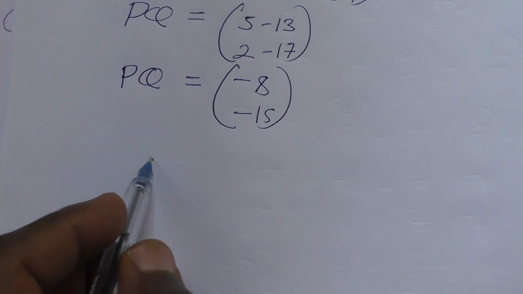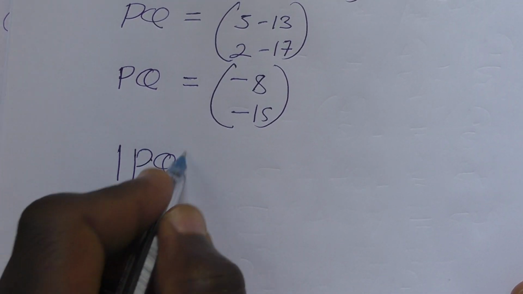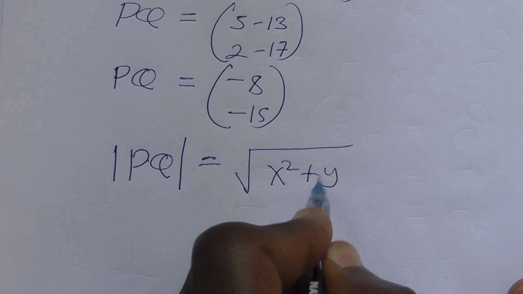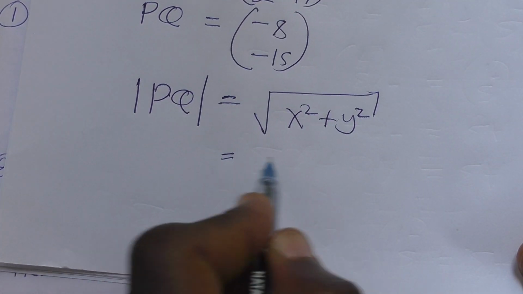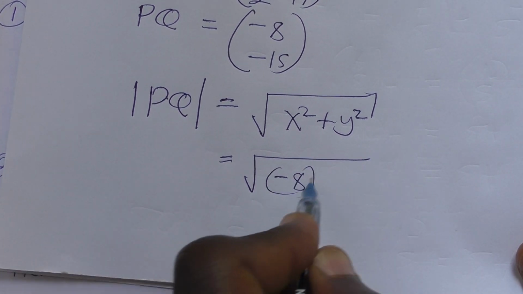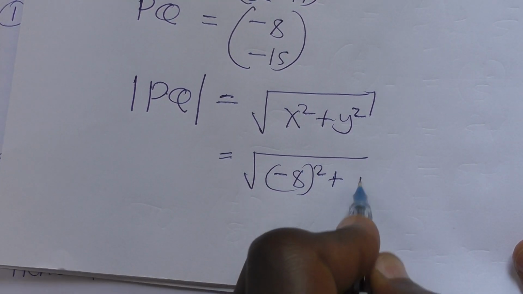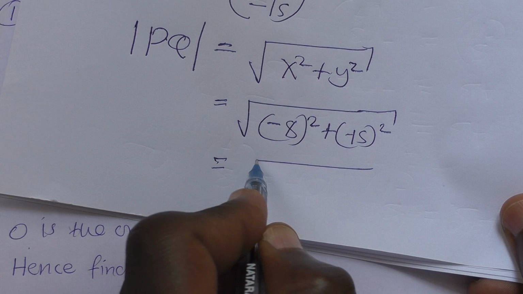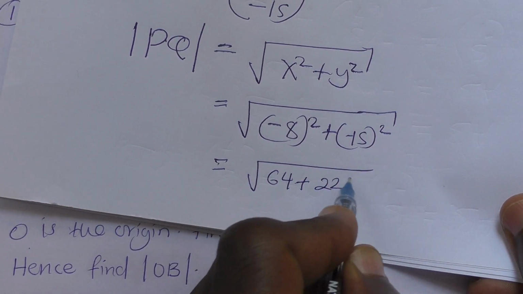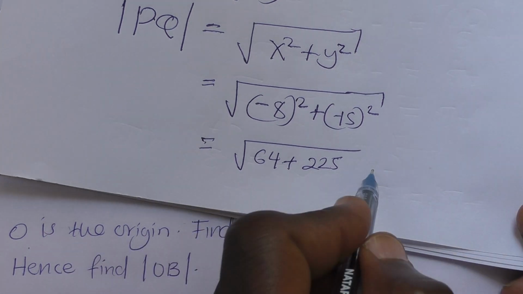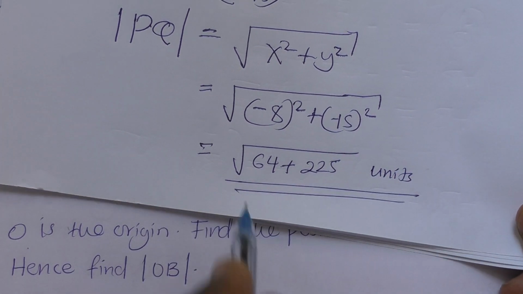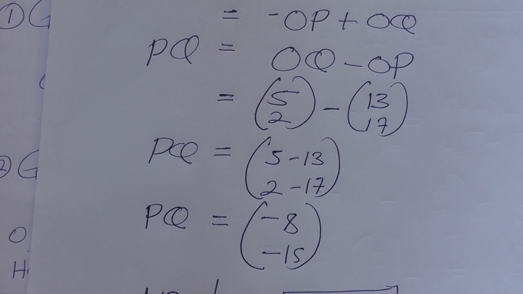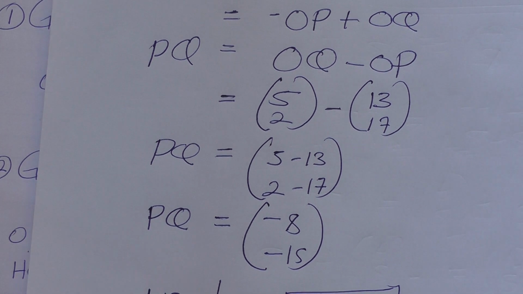So if we are to get length PQ, that means that we get its modulus, which is given by the square root of x squared plus y squared, hence giving us the square root of negative 8 squared plus negative 15 squared, which gives us the square root of 64 plus 225. So whatever you get will be in units. You can simplify that. So that is how we work out the length of PQ.